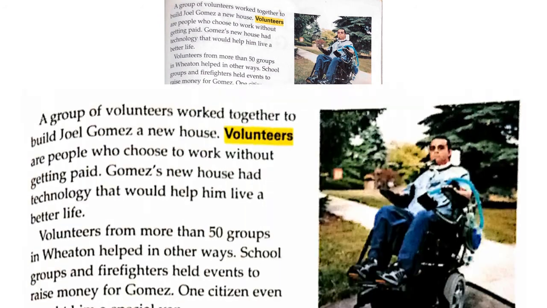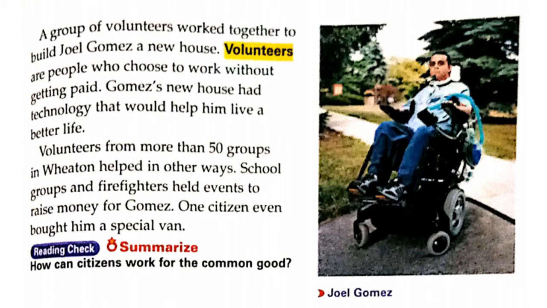So, summarizing what we've learned, how can citizens work for the common good? And the answer is they can do so by volunteering for the common good of the society. Let's read the summary of this entire lesson. Citizens have many responsibilities. These include paying taxes, obeying laws, and helping others. You can see Joel Gomez on a special wheelchair that was designed by one of the volunteers to help him live a better life.